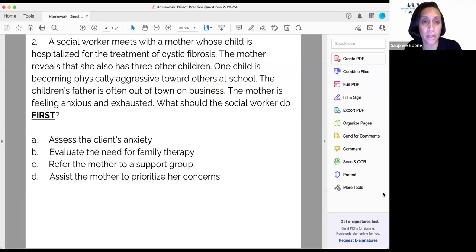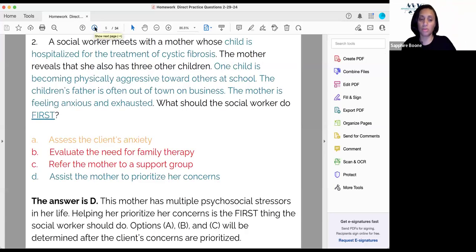So for this one, we are going to look at the mother is feeling anxious and exhausted because there's a lot going on. She has a sickly child. She has a child that's getting in trouble at school. There's no support at home. So it's a lot going on. And so what should we do first? We should assist the mother to prioritize her concerns, because we have all the stressors, we just have to figure out where to go after that.